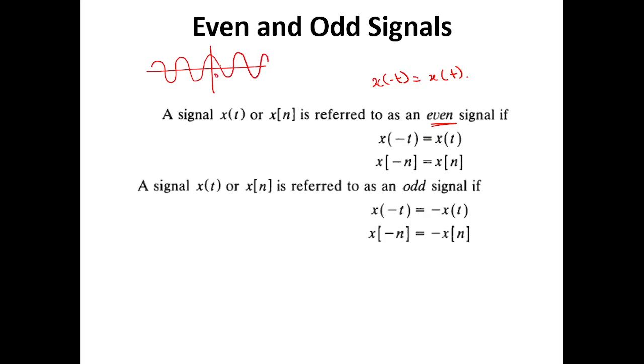So if you see x of t, if you consider this point, this is x of t. Again, if you consider the mirror point over there, it is x of minus t. They have the same values. So it is a cosine signal, it is an even signal. If x of minus t equals x of t, it is even.